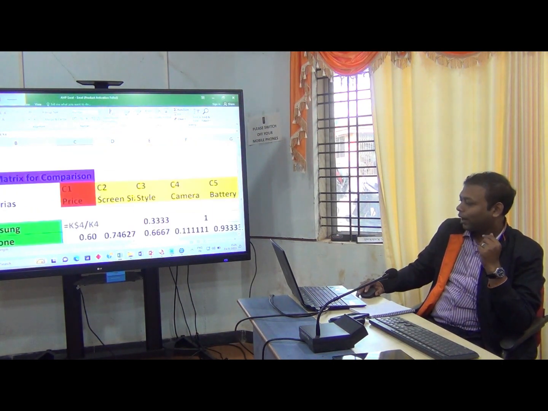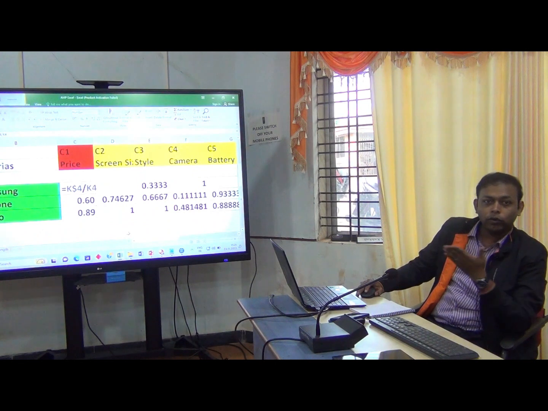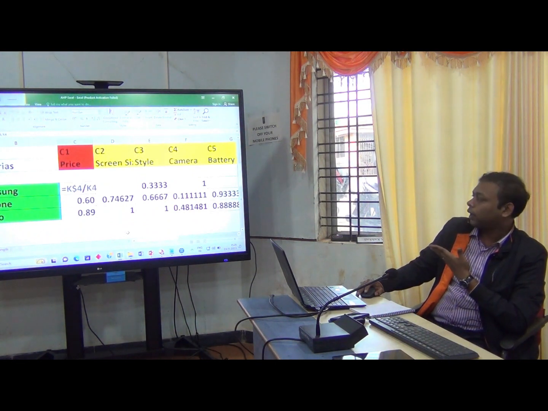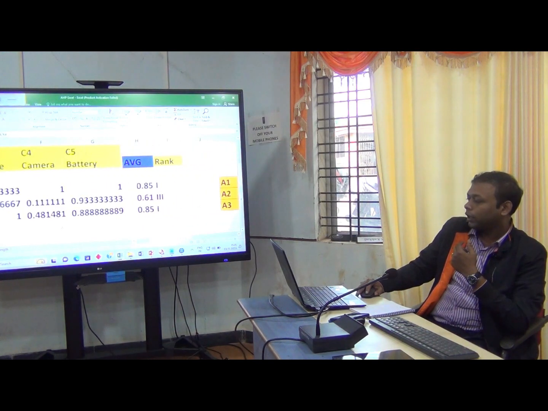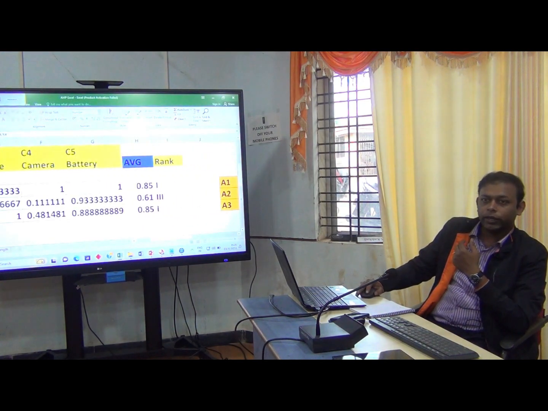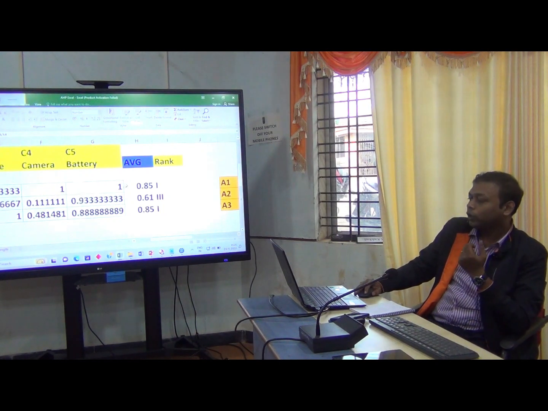So when you do this particular thing, you just put a dollar sign and then it will be okay. Everyone okay? So I calculated this normalization process by those two formulas. Now you calculate that.